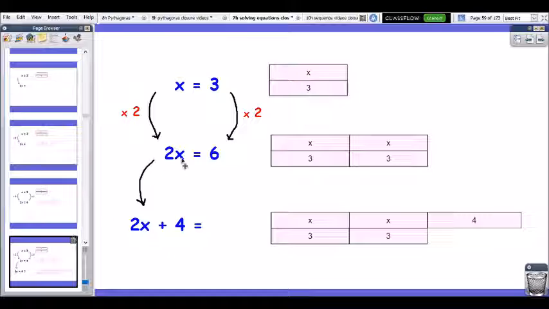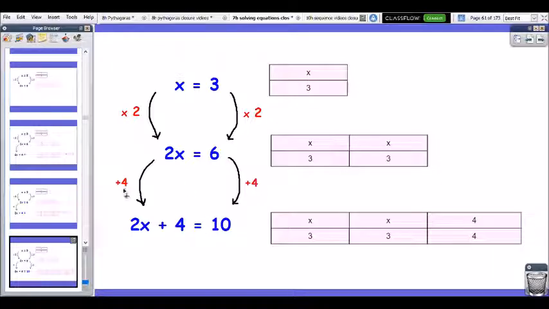Okay, let's continue. Let's say I wanted to get from 2x to 2x add 4. What operation have I done there? Well, I've added 4 to the left-hand side of my equation. And as you can see by my diagram, 2x plus 4 is not equal to 6 anymore. It's equal to something larger than 6. So 2x plus 4 is actually equal to 6 plus 4 as well, which is 10.